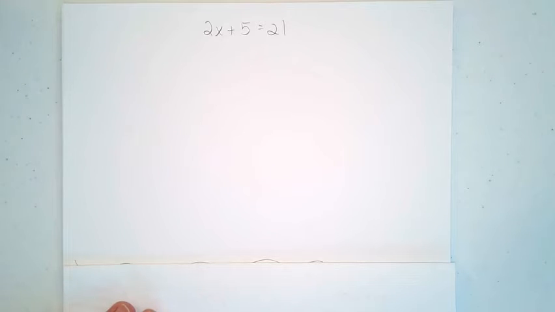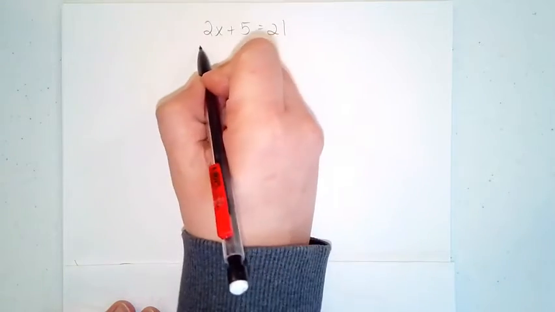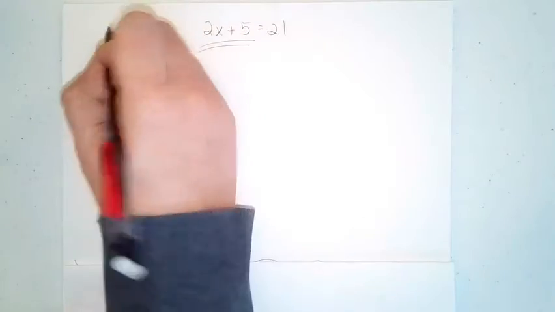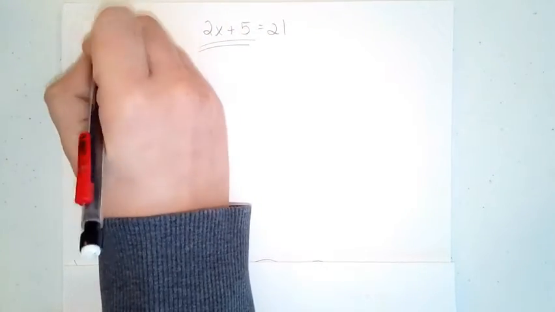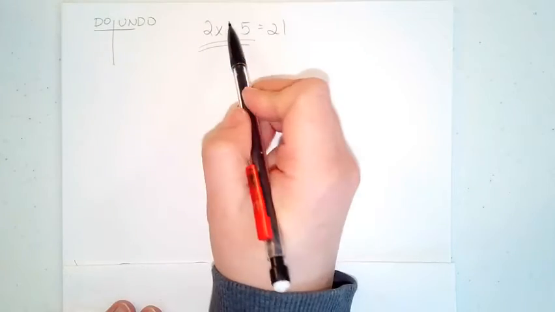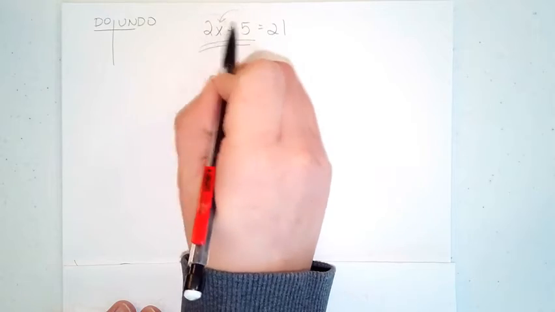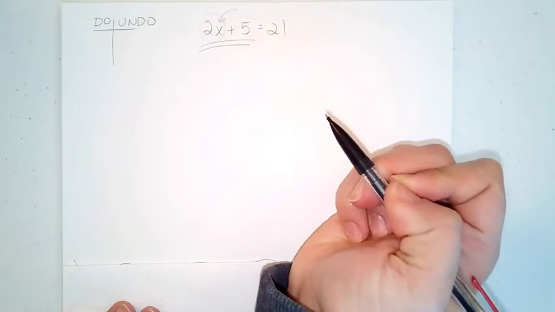Here's a refresher on the do-undo method. So we have an equation here, and we're actually just going to focus on this side for a minute. So if we think about plugging in a number for x, well, what would we do first? Would we do the multiplication first, or would we add 5 to it first?